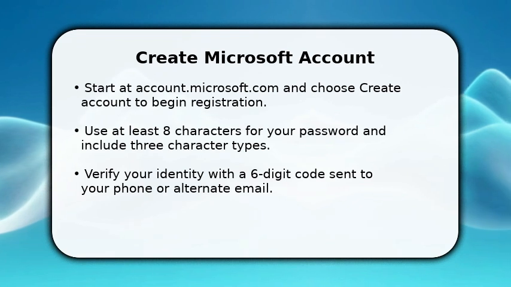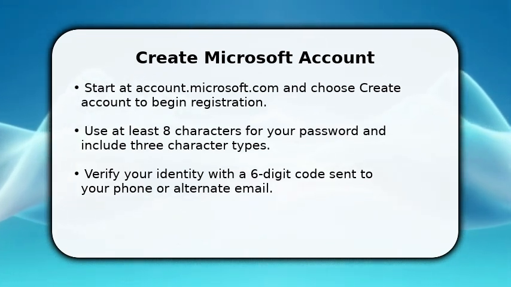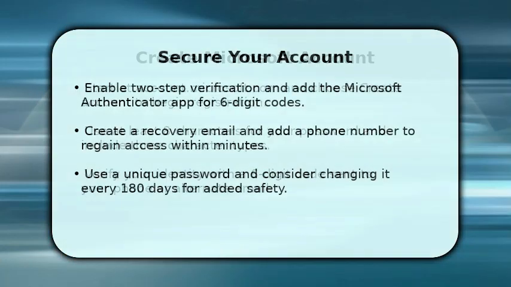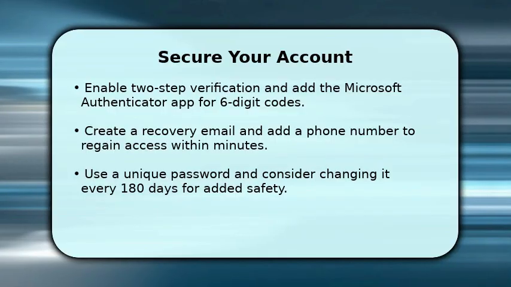Enable 2-step verification to protect your account from unauthorized access immediately. Add the Microsoft Authenticator app to receive 6-digit codes or choose text messages as an alternative. Create a recovery email and add a phone number so you can regain access within minutes if needed.